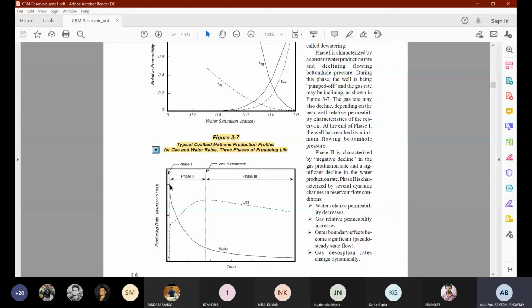So obviously, as more and more water is removed, the bottom hole pressure, or the pressure at this very bottommost point of the hole, is going to be at its minimum.